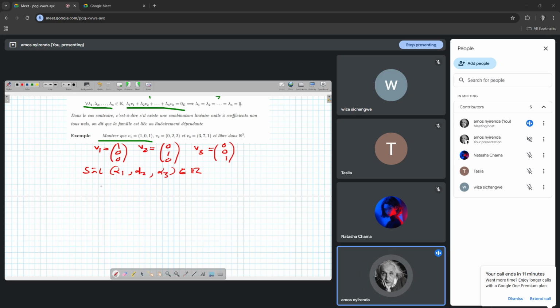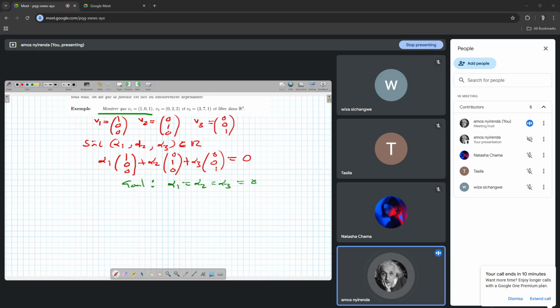Well, we look at the linear combination. So let's look at alpha 1 times (1, 0, 0), plus alpha 2 times (0, 1, 0), plus alpha 3 times (0, 0, 1), and we suppose that this linear combination is equal to 0. Now our goal, let's not forget our goal here, because it's very important. Our goal is to show that alpha 1 is equal to alpha 2 is equal to alpha 3 is equal to 0.